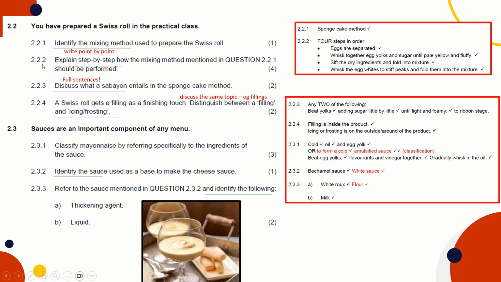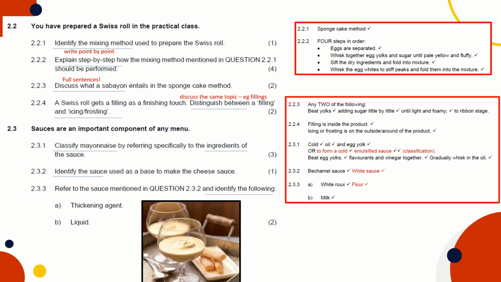The next question, 2.2.2, explain step by step how the mixing method mentioned in 2.2.1 should be performed. So here you need to know how to execute the sponge cake method. There are 4 steps and they need to be in the correct order, step by step.